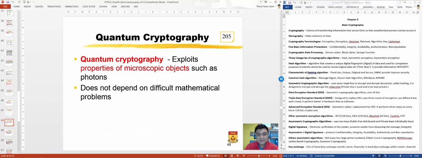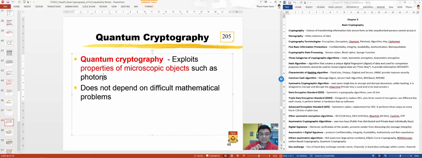Quantum cryptography uses the properties of microscopic objects such as photons. You know photons are light. They move in unpredictable directions, and you use these unpredictable directions to do the encryption. It does not depend on a difficult mathematical problem. It just uses the movement of the photons.